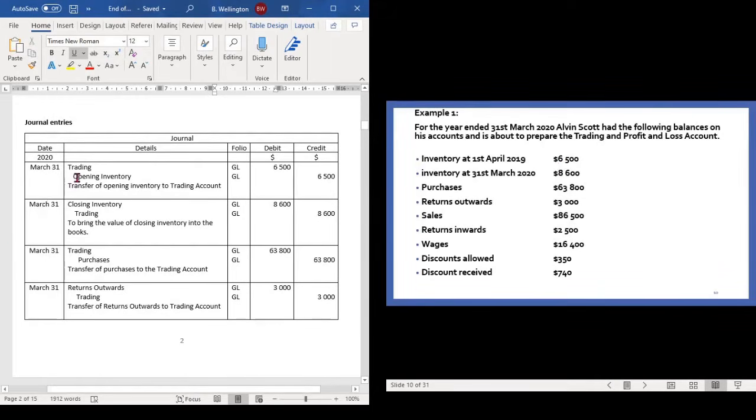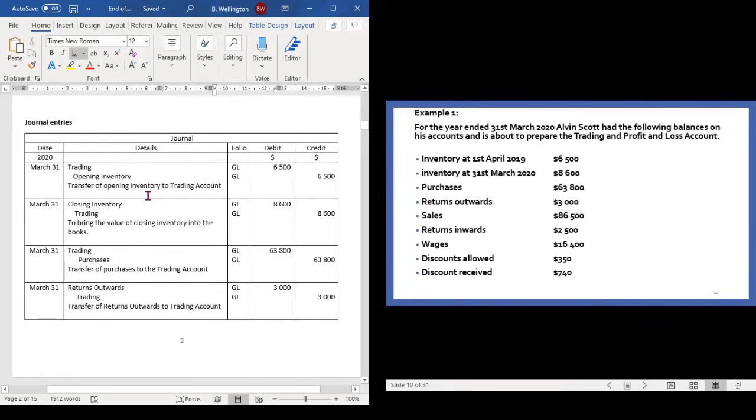So this is what your journal entry would look like. And remember now that when you make journal entries, the account that is to be debited is entered first. So your trading account is going to be debited with $6,500, and your opening inventory account is credited with the same amount of $6,500. And the narration will say, to transfer opening inventory to trading account.